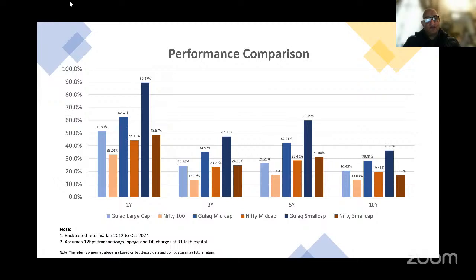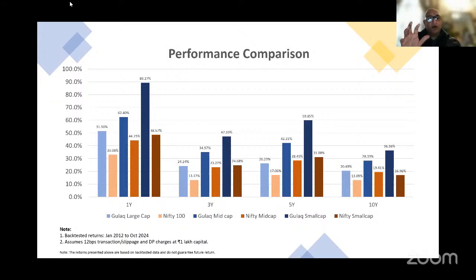When we put all of this together, this is a pretty dense chart. But if you look at the three blue lines, light blue, medium blue, and dark blue, they represent the large cap, mid cap, and small cap. If you look at the left side, which is the 1 year result, you can see that the large cap delivered 51%, mid cap 62%, and small cap 89%.